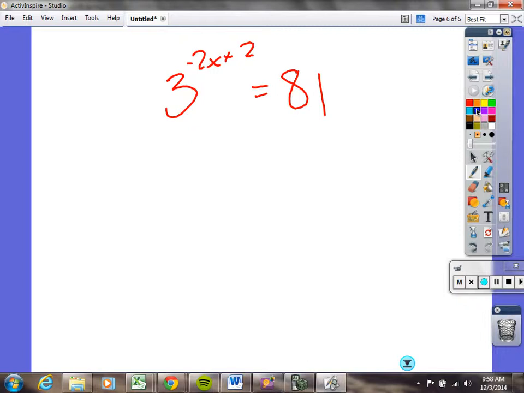220. It's 125. I decided. Okay, that's 5 cubed. What's 6 cubed? 216, I want to say. 216. Okay.